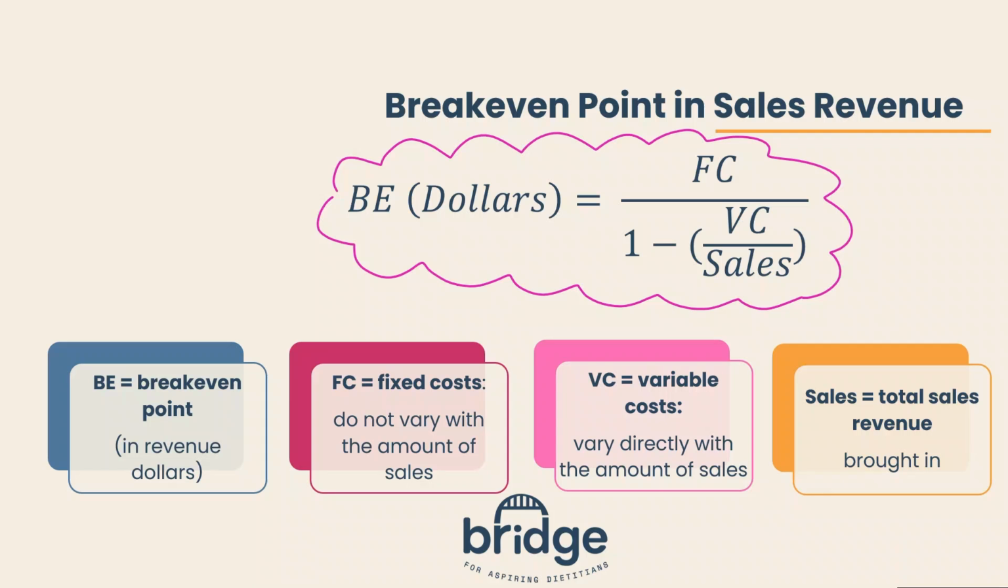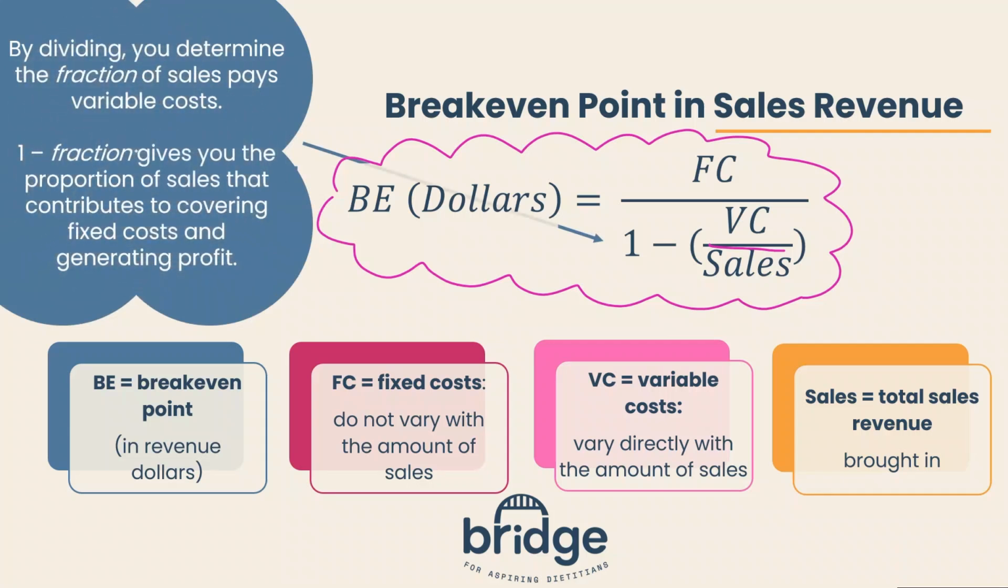We're still working with the same 3 variables, but instead of calculating how many things we need to sell, we're asking how many dollars of sales do we need to generate? And what we have to look at here is this denominator. Let's try to unpack it. Variable costs divided by sales tells us what fraction of every sales dollar is going to pay the variable costs.